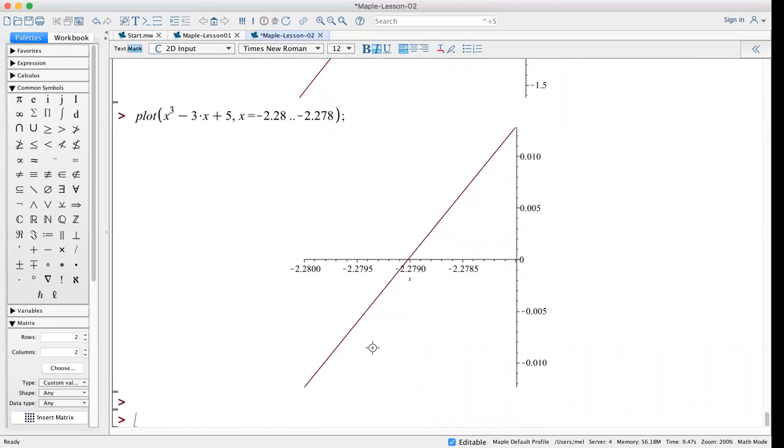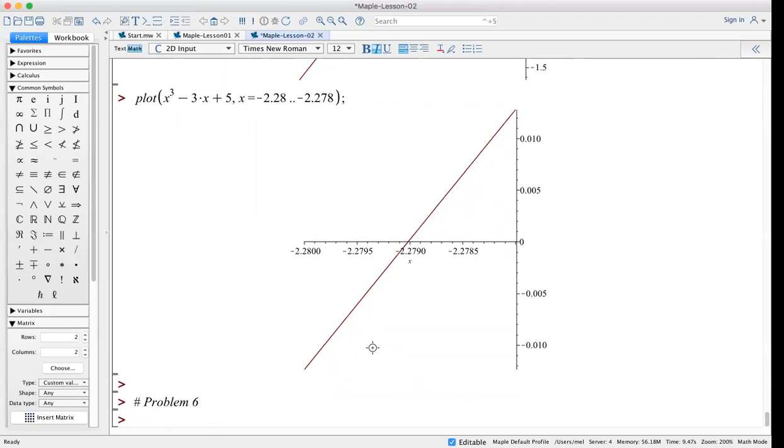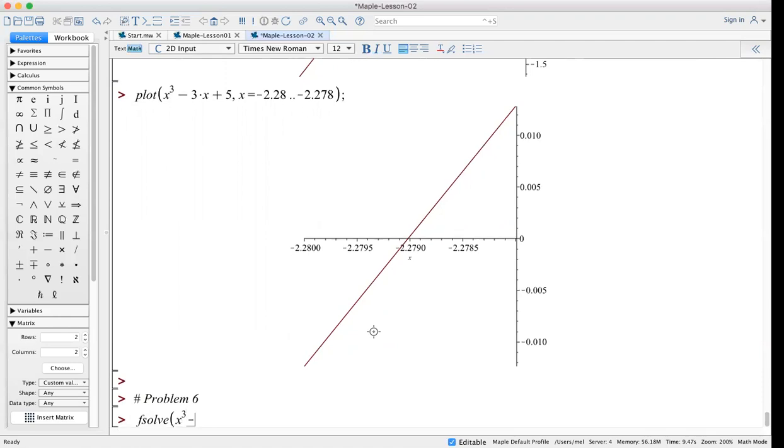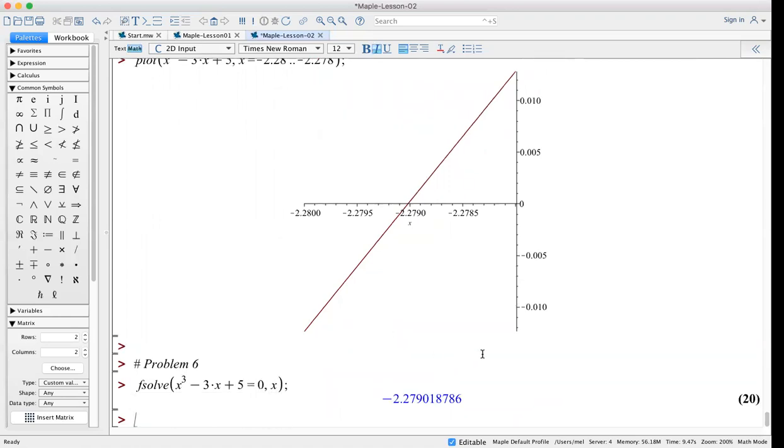And I already solved it exactly using fsolve, but I'm just asking problem 6 to do it again. And this is fsolve the equation x cubed minus 3 times x plus 5 equals 0 for x. And I get -2.279. I get exactly that. Okay, so that's the homework.